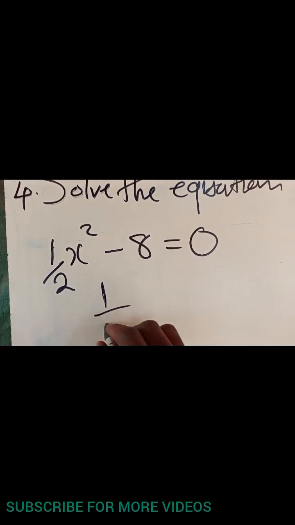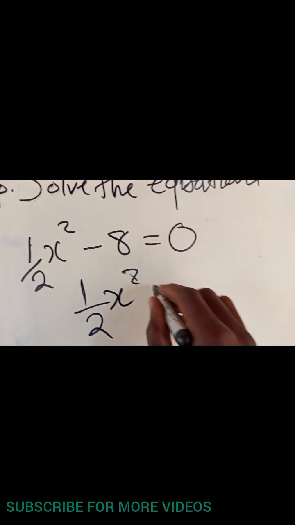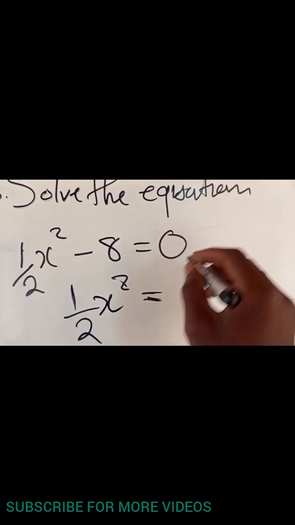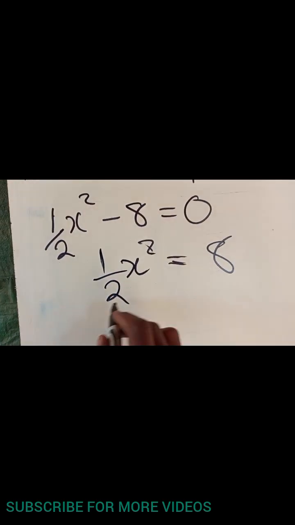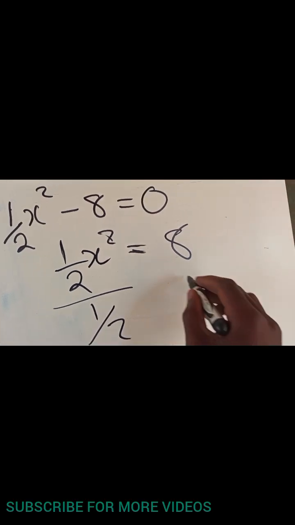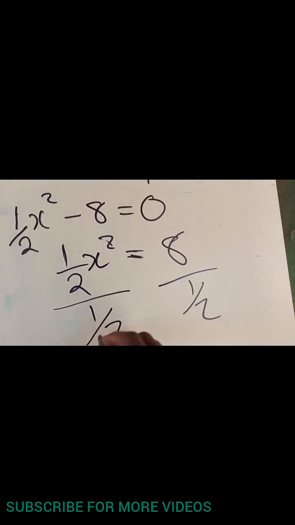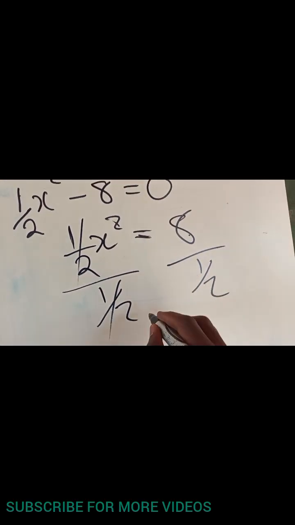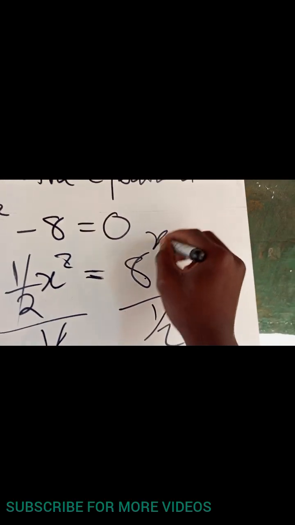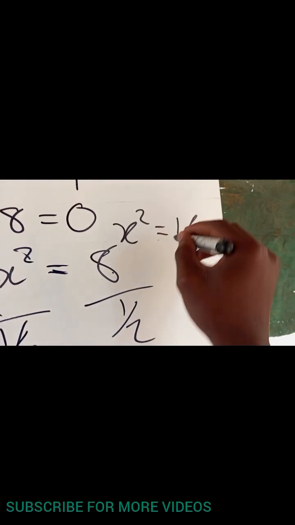So we're going to write 1 over 2 x squared is equal to 8, which is going to come to this side. After doing this, we are now going to divide by 1 over 2. So this 1 over 2 is going to cancel with this 1 over 2. Then 8 over 1 over 2 is going to give us 16. So we're going to have x to the power 2 is equal to 16.